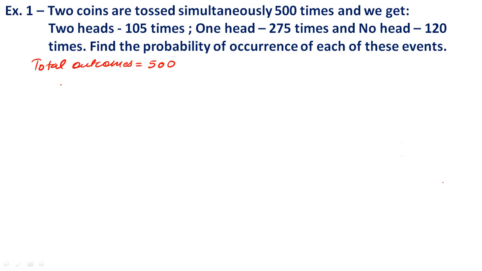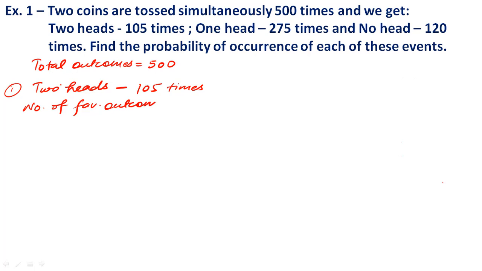Then the first is the probability of getting two heads. Given two heads, that is 105 times, right? So the number of favorable outcomes is equal to 105. So what will be the probability of getting two heads? It is the number of favorable outcomes, which is 105, upon 500. When we divide it, we get 0.21.